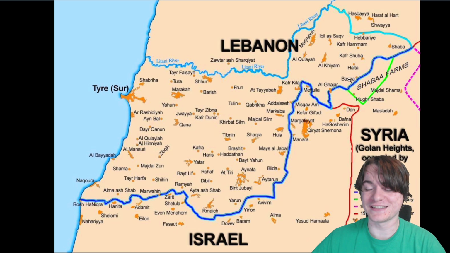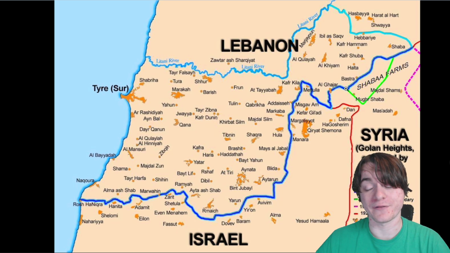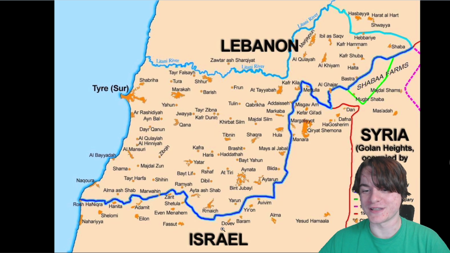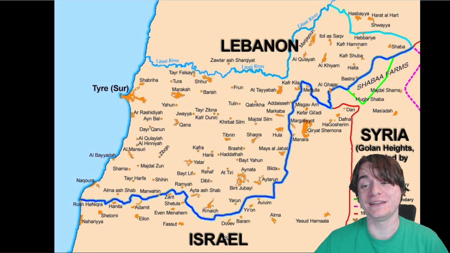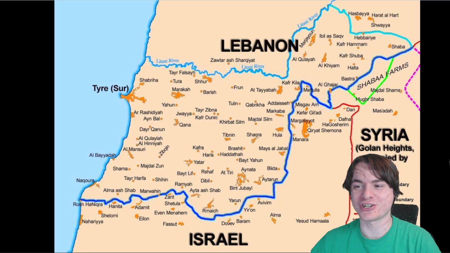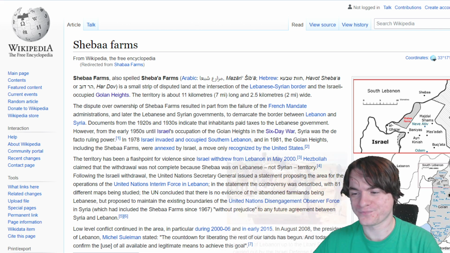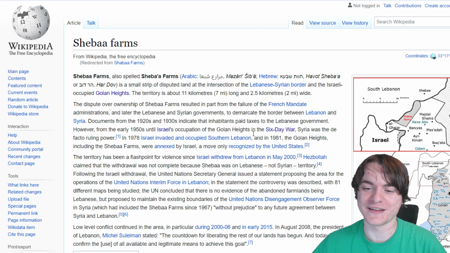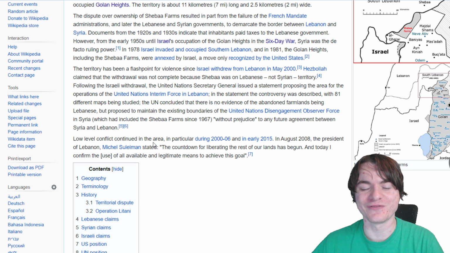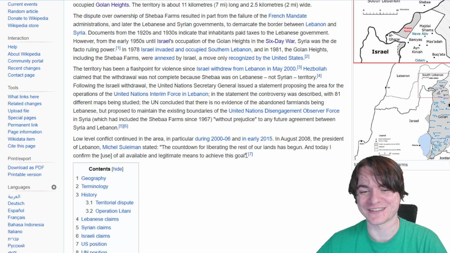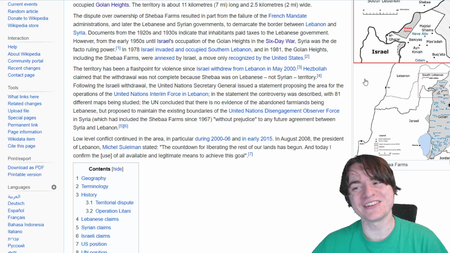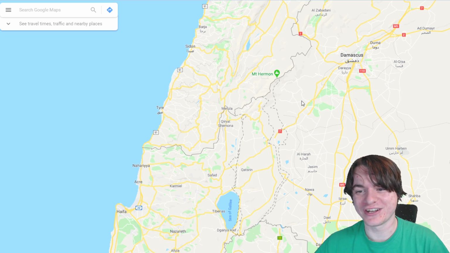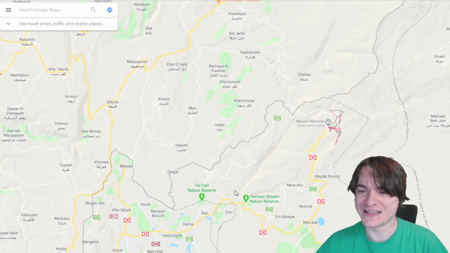So again, just to clarify, this is the border between the countries. This is the alternate border if Shabba Farms belongs to Lebanon, except Shabba Farms right now belongs to Israel down here. That is the mess of the Middle East when you're actually diving into the individual settlement situations. And although Shabba Farms can be simply explained as like, oh yeah, it's Shabba Farms maybe. It's like, oh yeah, well, it's a complex religious thing that goes back to the things. The actual conflict about it is pretty intense because "the countdown for liberating the rest of our lands has begun. Today I confirm the use of all available and legitimate means to achieve this goal," was a quote from the president of Lebanon. So yeah, it's a little bit of a tense region, and that's why Shabba Farms is like, ooh, let's not think about that one too much.